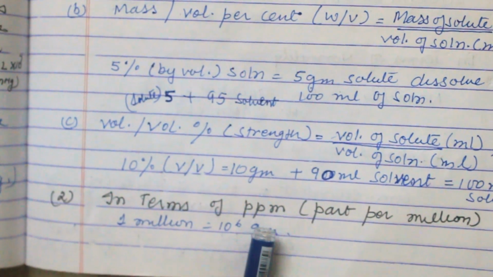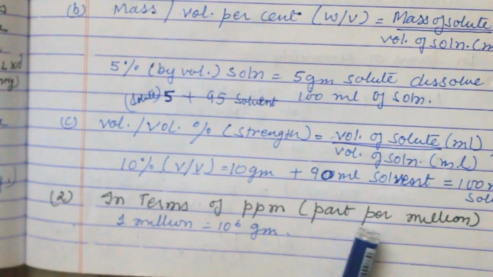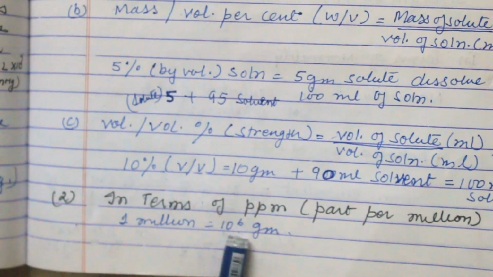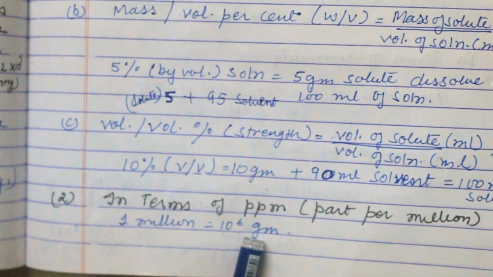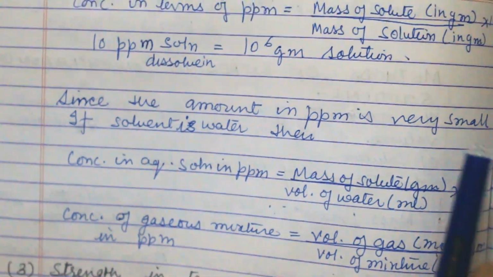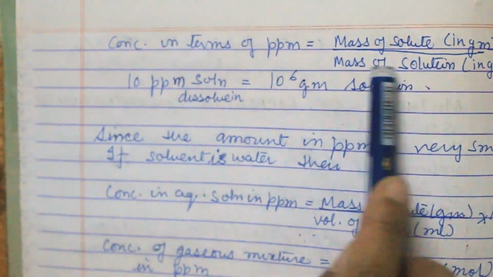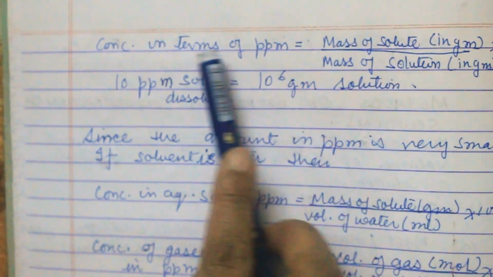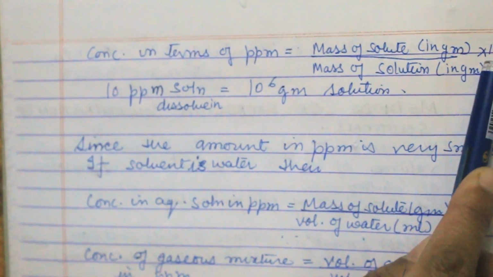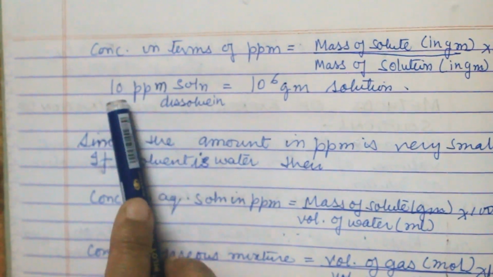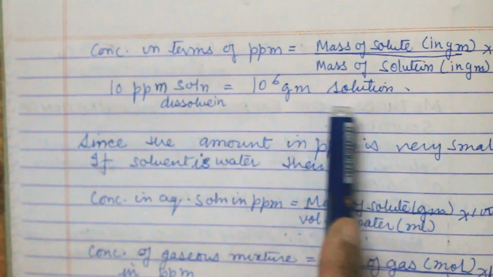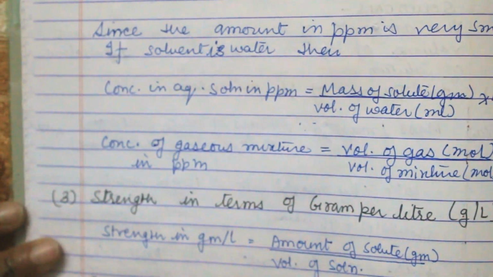In terms of ppm, ppm means parts per million. So million means 10 to the power 6 gram. 1 million is equal to 10 to the power 6 gram. So we take this value in this formula: mass of solute in gram and mass of solution in gram, into 10 to the power 6. So a 10 ppm solution means 10 gram of solute is dissolved in 10 to the power 6 gram of solution.